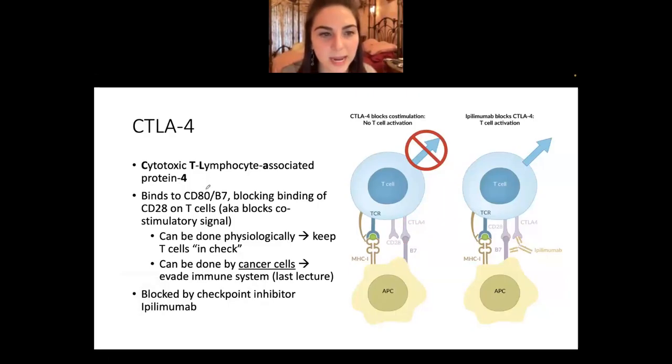I also wrote CD80 on here because this is immunology, right? They lose their audience. Right here, CD80 is another name for B7. It's really annoying. So if you're doing questions and you see CD80, I know it's really annoying, but that's another name for B7. Whenever you see B7 or CD80, just write them next to each other, so you get in the habit of seeing these two as being the same thing.